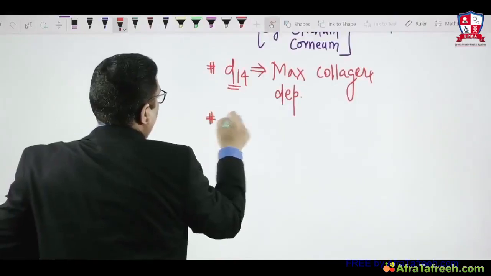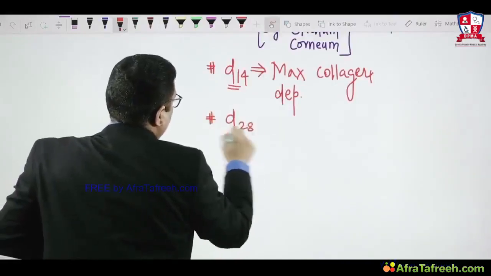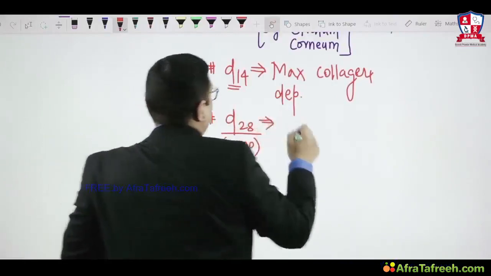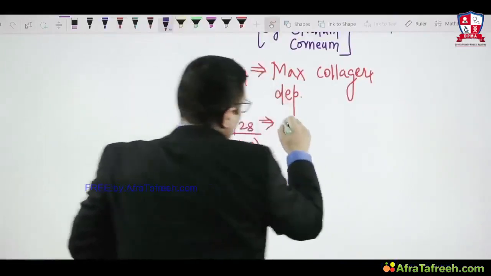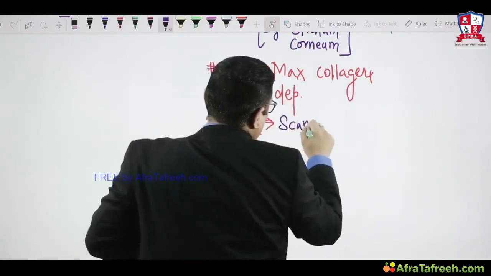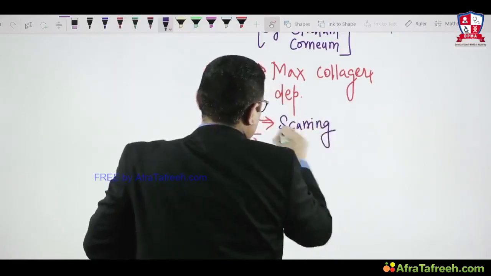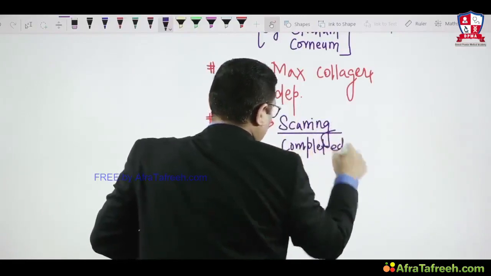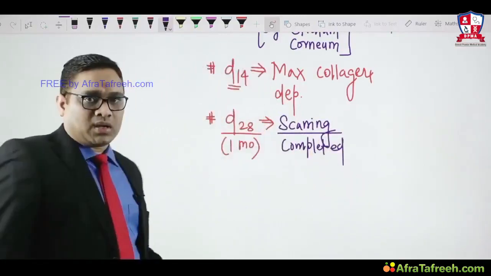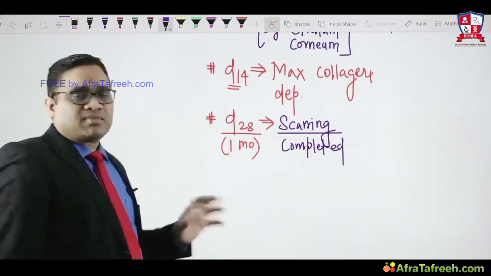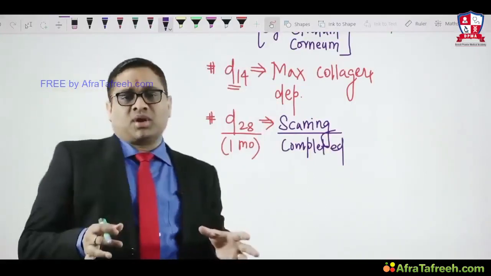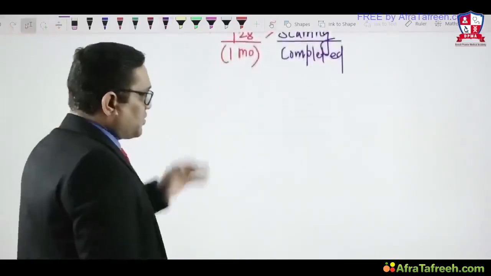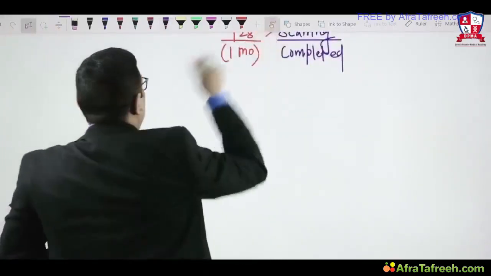Day 28 means approximately 1 month. So 1 month will be taken by cutaneous wound healing for completion of scarring. Scarring is completed in case of cutaneous wound healing, right? So this is very important: the day-wise changes in cutaneous wound healing. Here I would like to tell you some salient features for comparison and understanding.